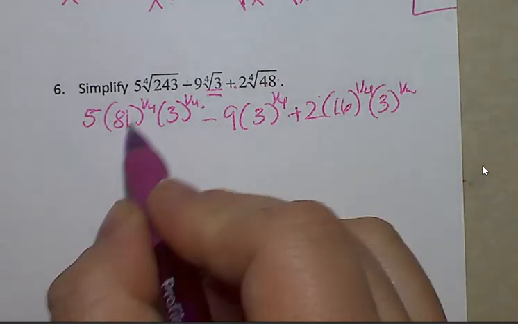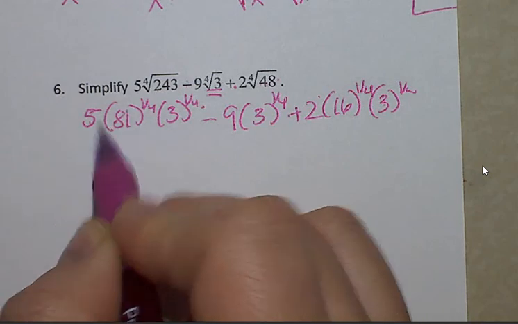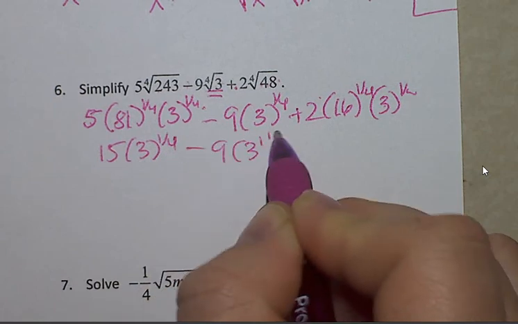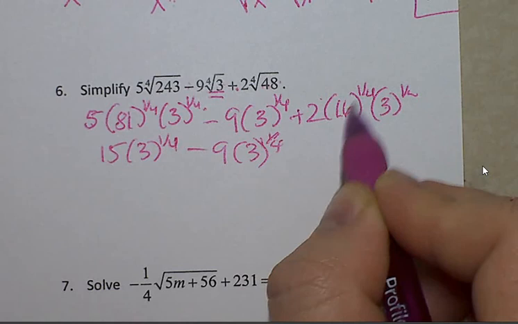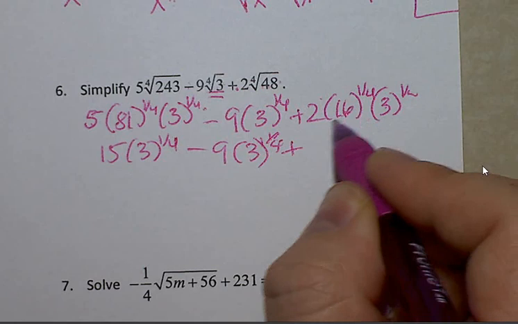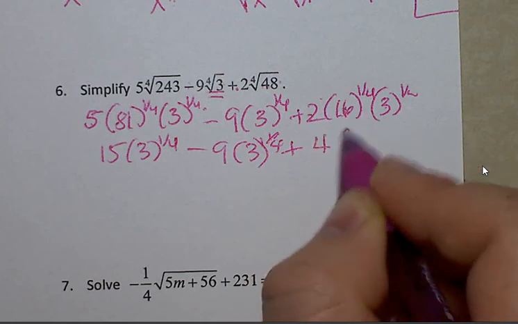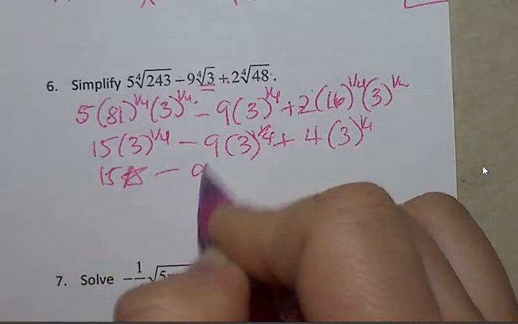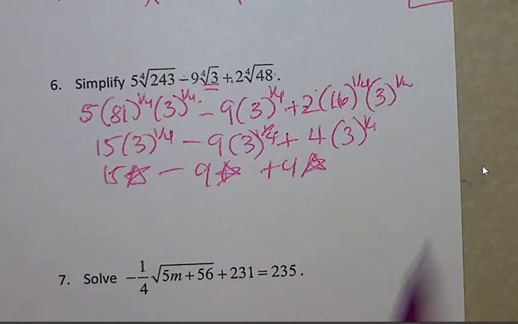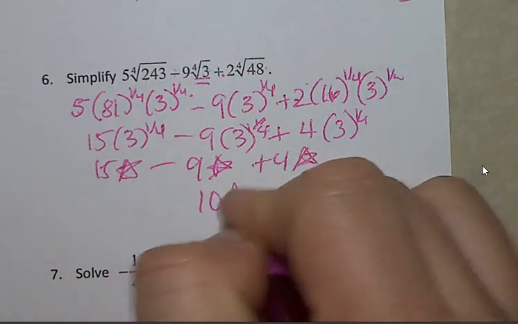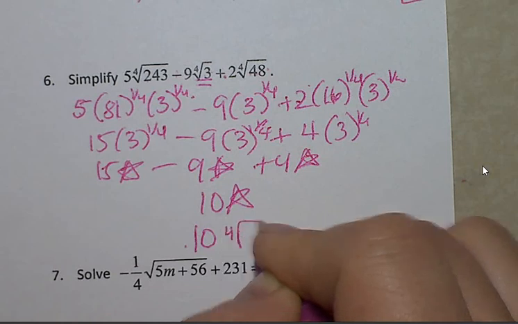What is the 4th root of 81? 3. 3 times 5 is 15. Minus 9. And what is the 4th root of 16? 2. And 2 times 2 is 4. So now I have 15 star minus 9 star plus 4 star. Do you have to do the stars? Absolutely not. That's just the way I'm explaining it, okay? 15 minus 9 is 6, and 6 plus 4 is 10. So 10 star, and we really don't have a star. We have the 4th root of 3.